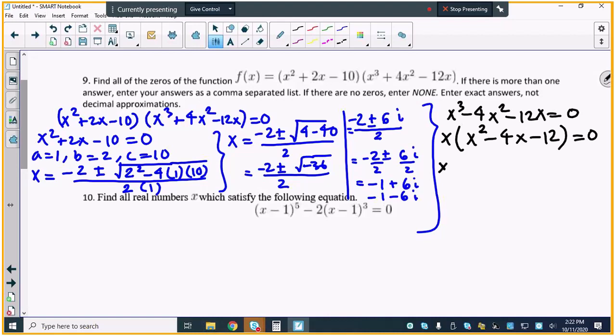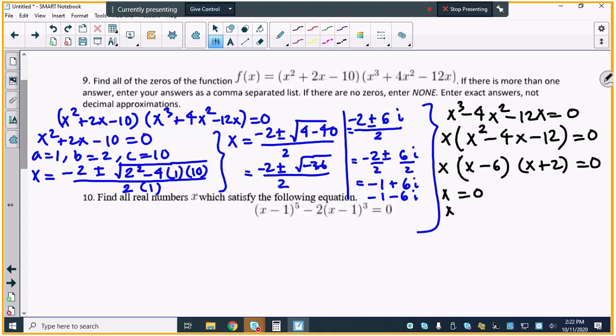And then you factor the inside. So I will get two numbers that multiply to negative 12 but add to negative 4. These are negative 6 and positive 2. So x minus 6 and x plus 2. And that gives us three more solutions.